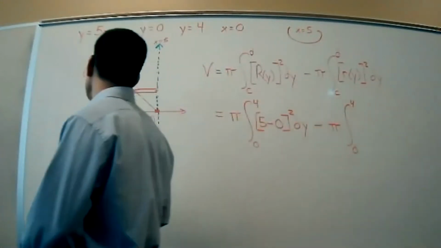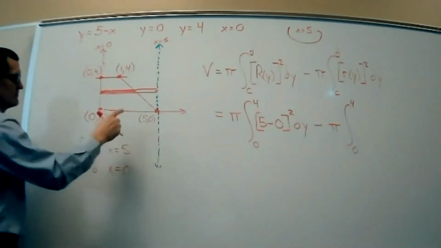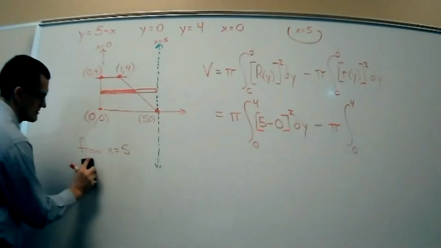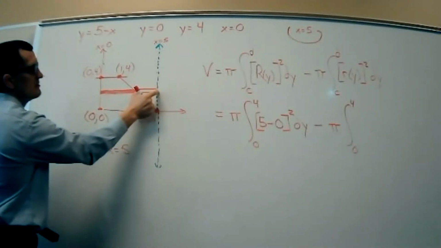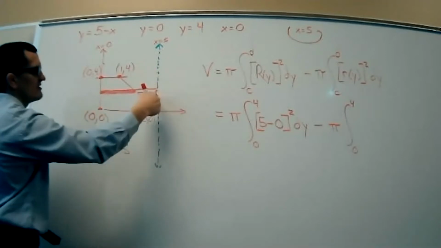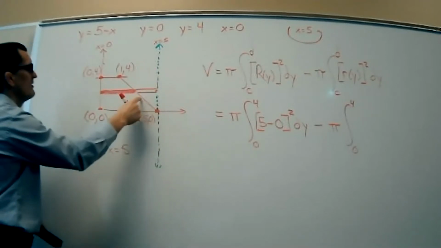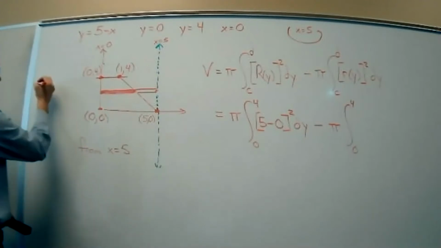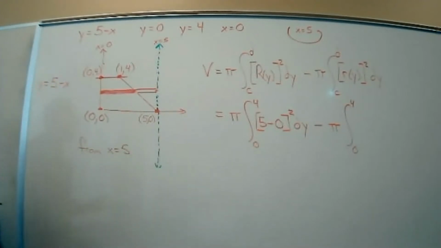The smaller radius, I ran out of room a little bit. That's okay. I'll just erase this. The smaller radius goes from x equals 5 to this line here. Now, this line here is the line y equals 5 minus x.